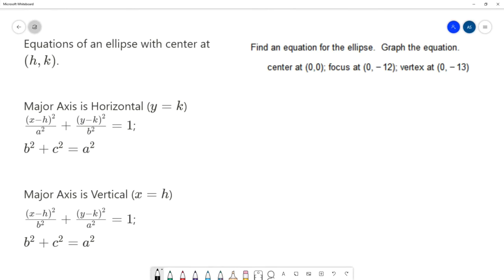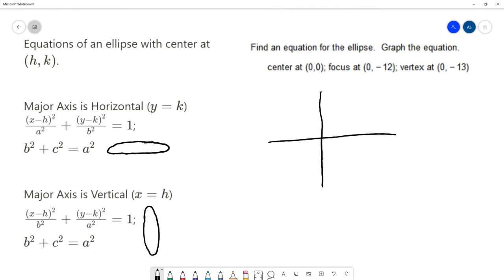So just as a reminder, the horizontal orientation will have an ellipse that's longer horizontally, and the vertical orientation will be longer vertically. Okay, so when I'm putting this information down, it's going to help me to figure out that orientation.